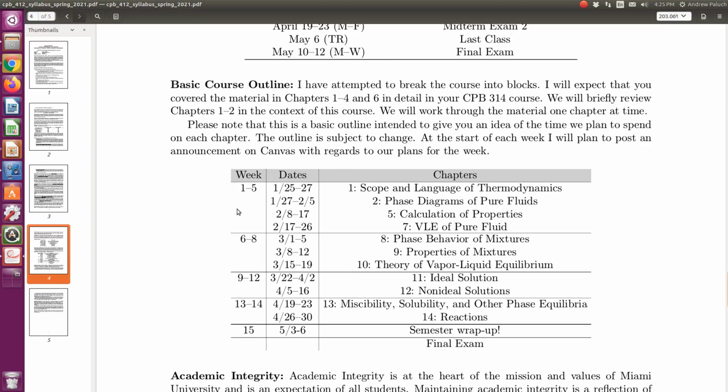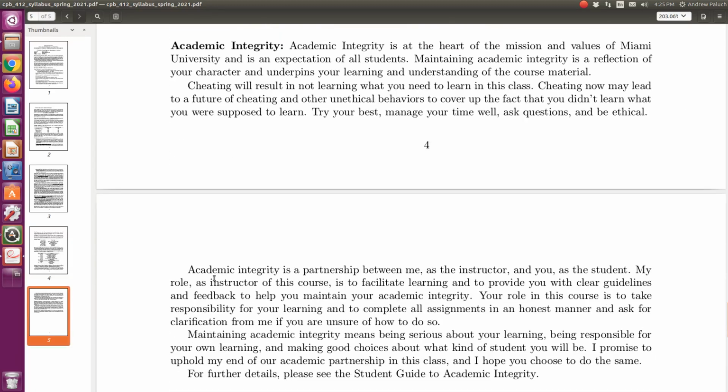Okay. Again, this is a basic outline just to give you an idea of how much time we'll spend on topics. It is subject to change. I do not have the wellness days listed in here, and so we'll try and be conscious of the wellness days with respect to due dates and scheduling and such. Okay, and that about wraps it up.